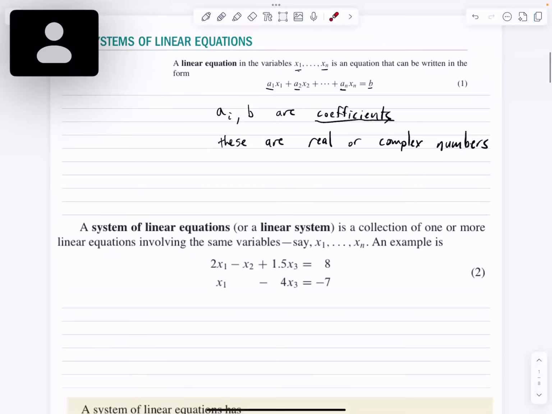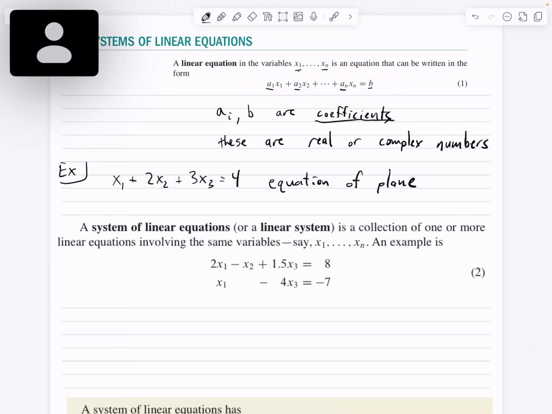A system is where you have multiple of these linear equations at the same time. Another way you can think about these things geometrically is, for instance, x1 plus 2x2 plus 3x3 equals 4. This is the equation of a plane, where instead of using x, y, and z, this could have been x plus 2y plus 3z, but we're just going to use x1, x2, and x3 instead. So those are equations of a plane.